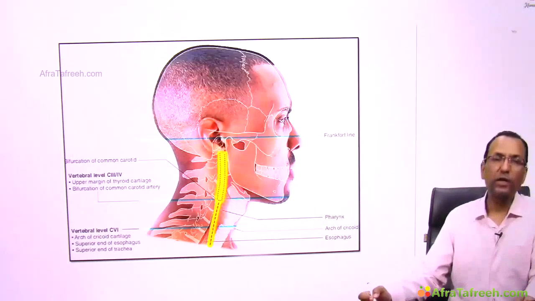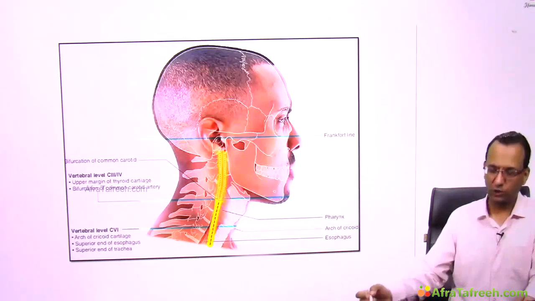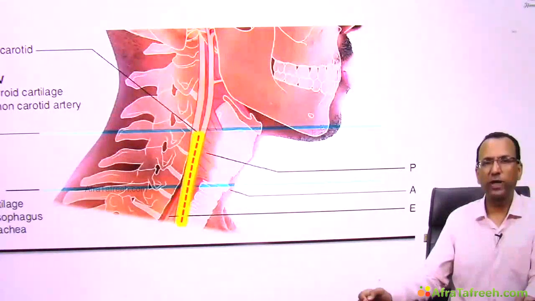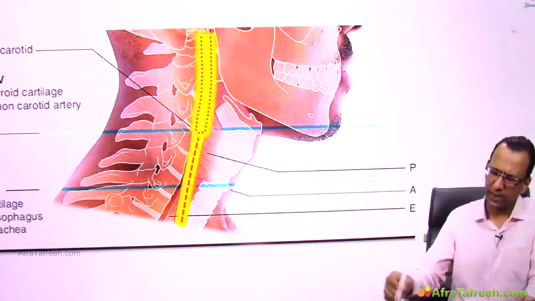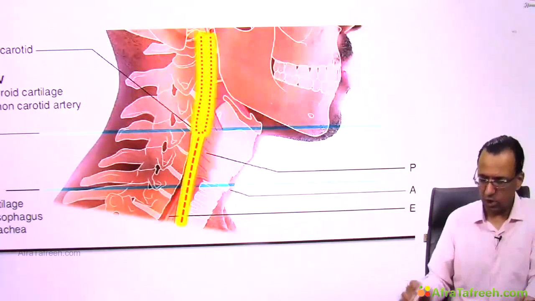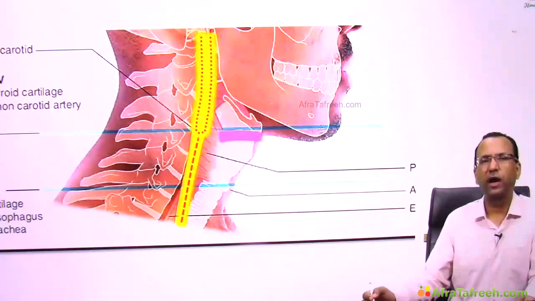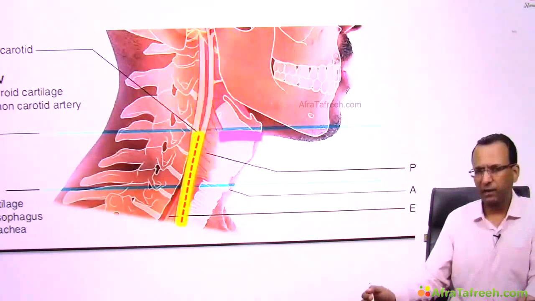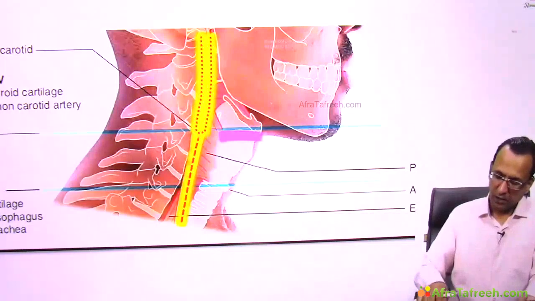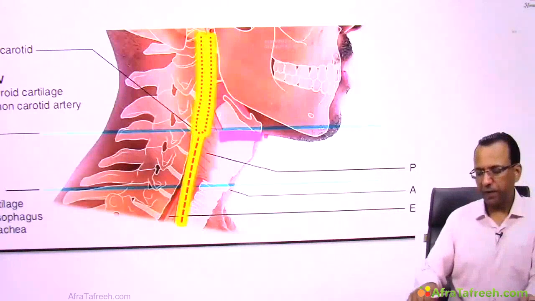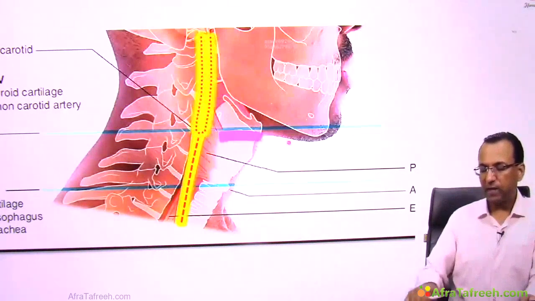This is the common carotid artery bifurcating into two branches. Tell me where. I think that is the superior border of the lamina of the thyroid cartilage of the larynx. Correct. The common carotid artery bifurcates into two branches at the superior border of the lamina of the thyroid cartilage of the larynx.